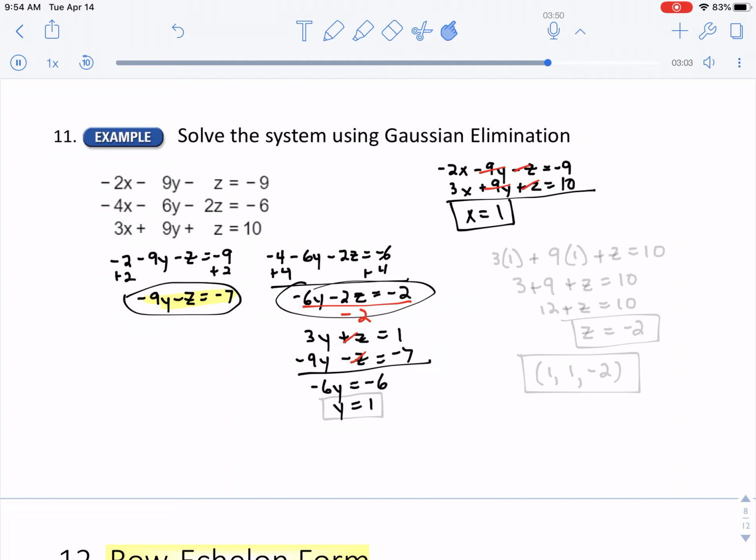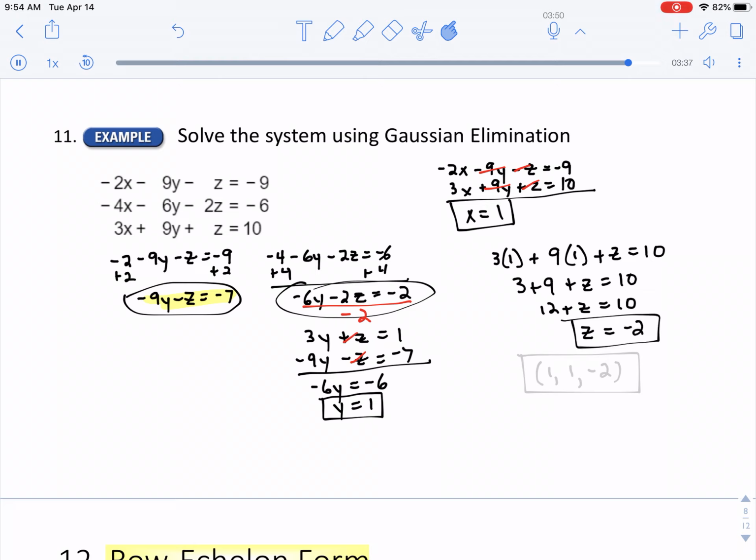So now I have my x and my y. Now I'll go into the third equation, and I've got 3 times x, but I know x is 1. I found that in my first step, plus 9 times y, and now I know y is 1, plus z equals 10. So that gives me 3 plus 9 plus z equals 10. That gives me 12 plus z equals 10. Subtract 12 from both sides, and I get z equals negative 2.